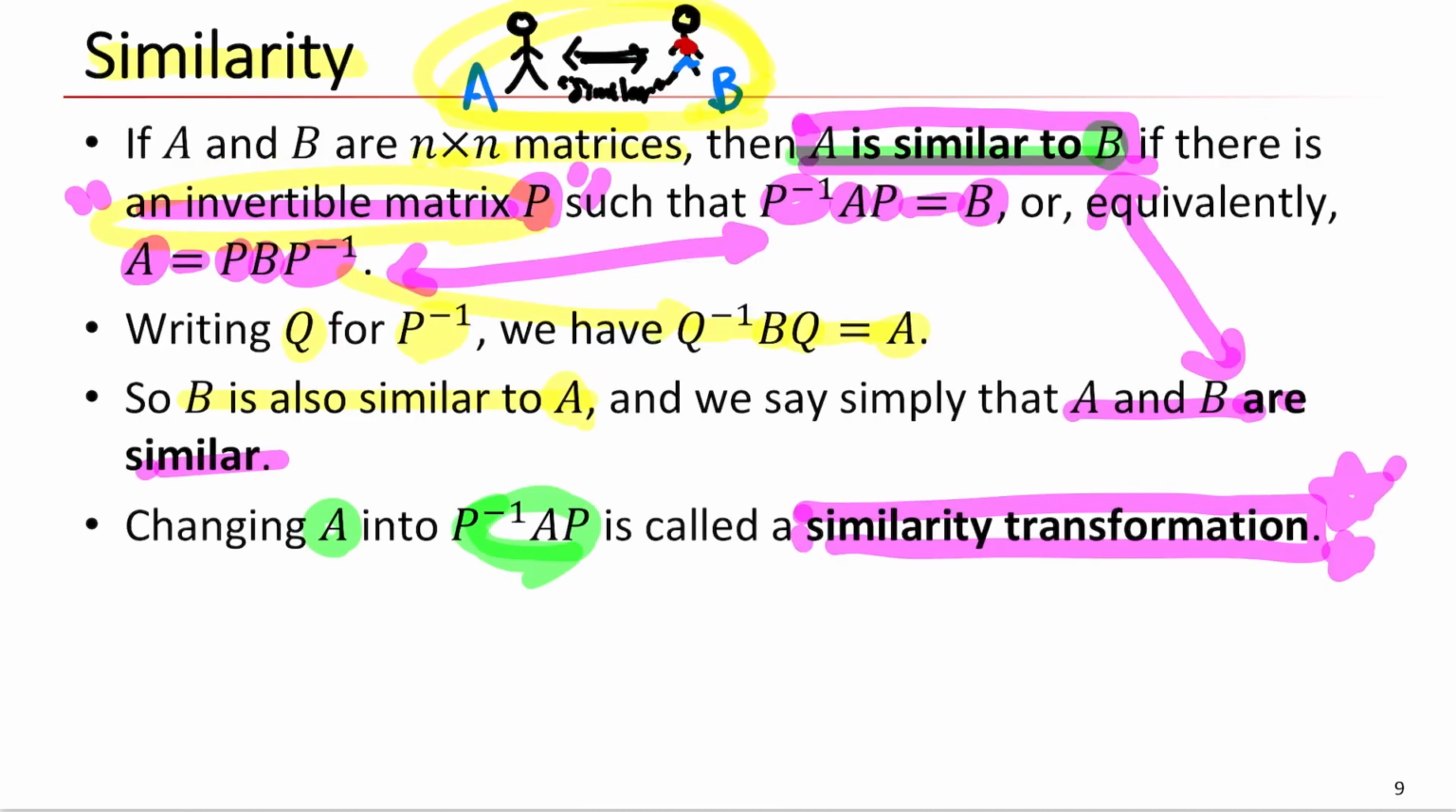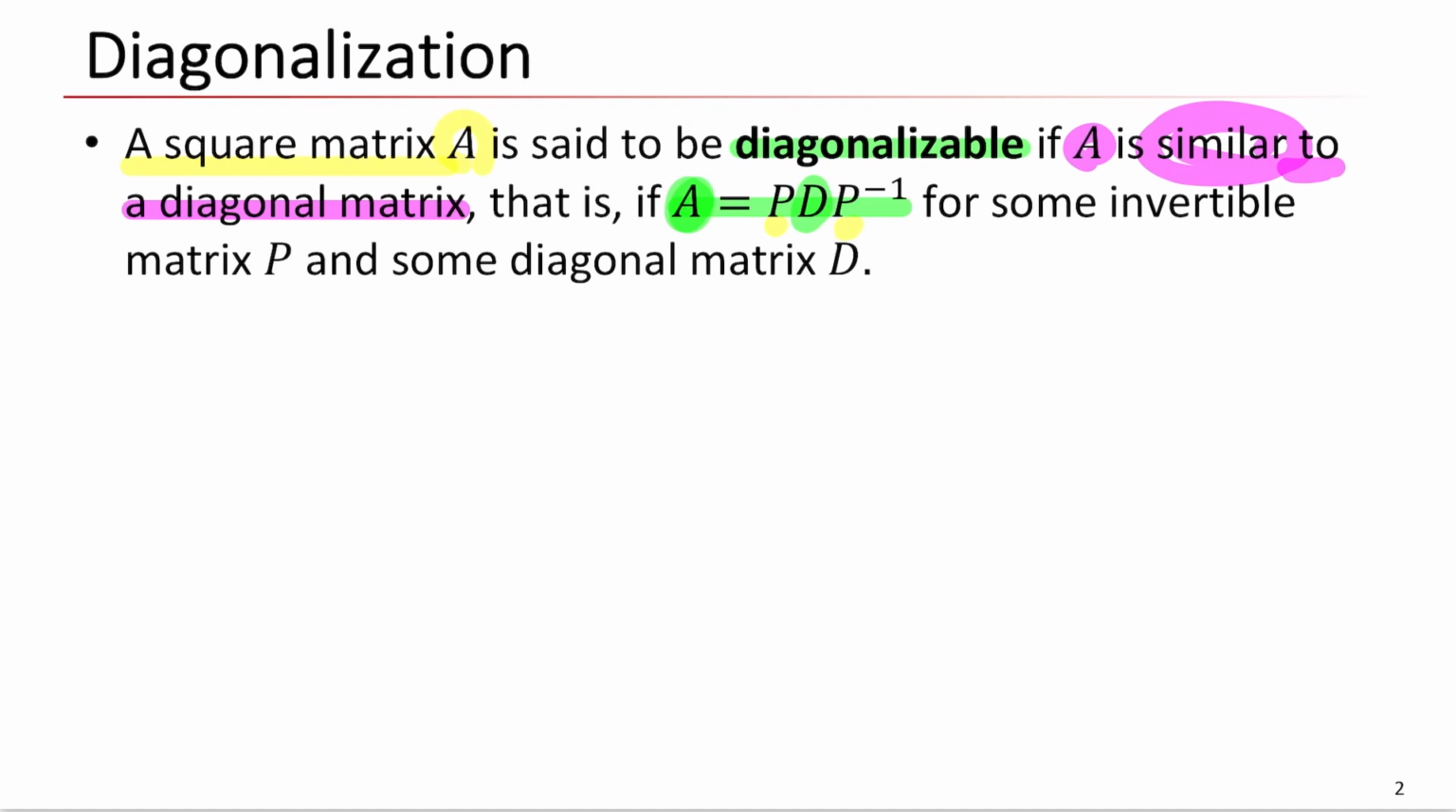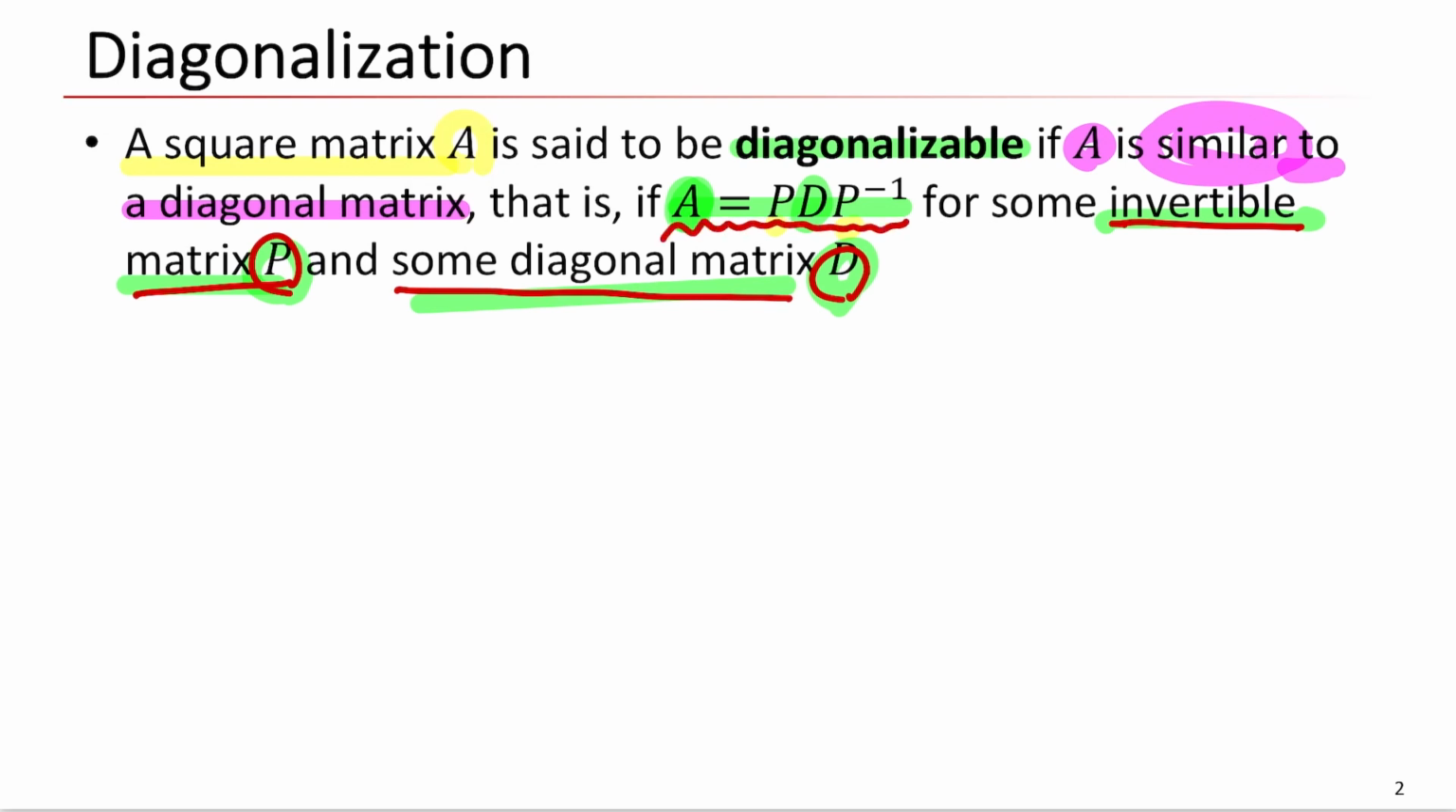If you can go back to this here, right? Here was the definition, right? So for some invertible matrix P and for some diagonal matrix D, right? So in other words, by using the invertible matrix P and some diagonal matrix D, we can decompose an arbitrary matrix A, something like this, right?